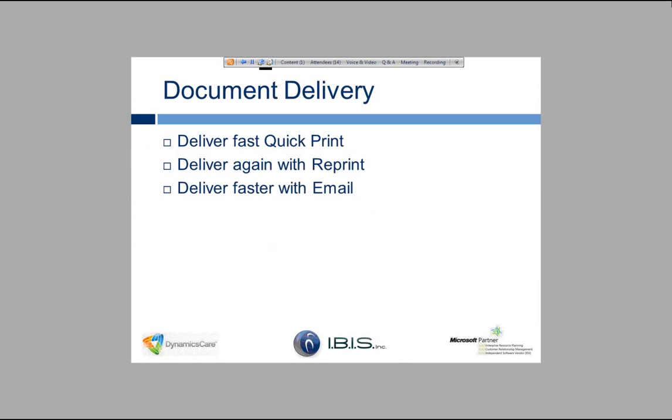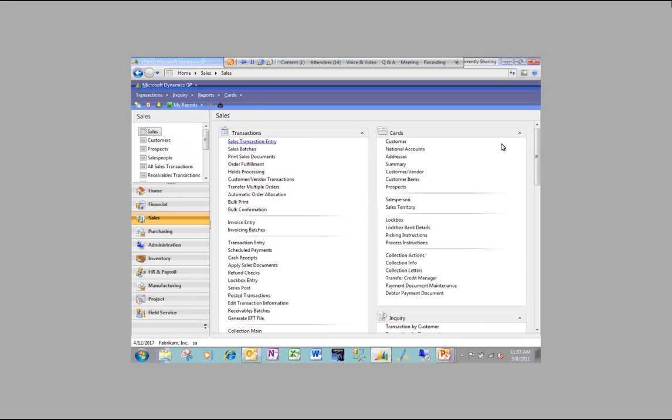Email. Dynamics GP 2010 introduced the ability to email directly out of GP. You can use Word 2007 or higher, the DocX format, PDF, XPS, which is sort of Microsoft's answer to PDF, or HTML. It's really simple to use. It's a great way to deliver invoices.